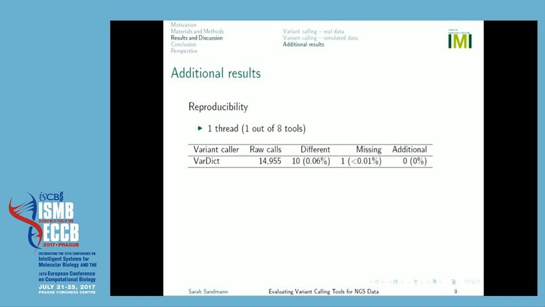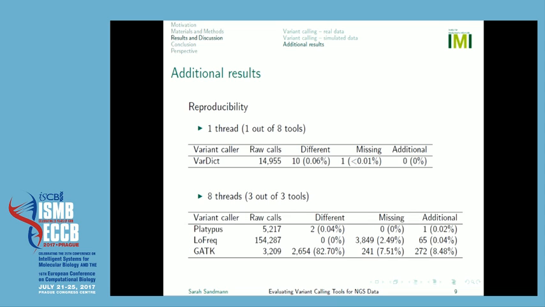Things get a bit more interesting when we consider multi-threading mode, because 3 tools have a multi-threading mode, and we restarted our pipeline using 8 threads instead of 1, and 3 out of 3 tools have different results. Platypus is still best, with just 2 different variants and 1 additional. However, for LoFreq, we think that the tool has a bug, because in multi-threading mode, 2 filters, namely the SNV quality and the indel quality filter, get analyzed twice, and it's reported twice in the header of the VCF file. And this finally leads to quite a few variants being missing, and also a few additional variants.